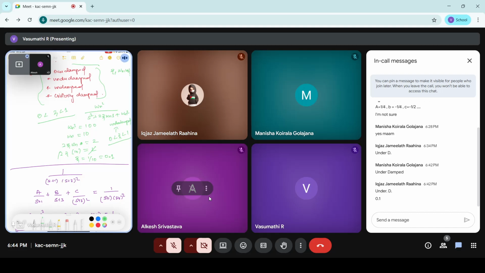So if this value is equal to 0, this will be undamped, or equal to 1, this will be critically damped, or greater than 1, it will be overdamped. That's it.